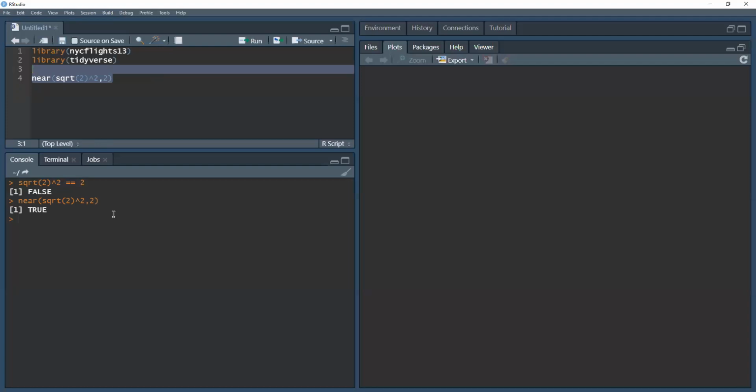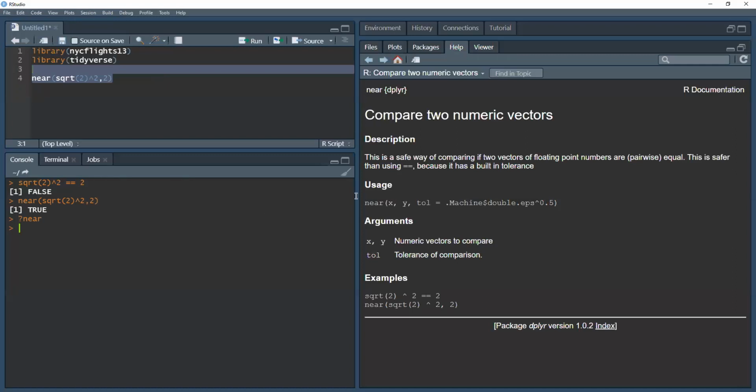Why is this working? If we look in the documentation for the near function, we see that the near function is a safe way for comparing if two vectors, or in our case, two elements of floating point numbers, are pairwise equal. This is safer than using the logical equal because it has a built-in tolerance. So what's happening over here is that we have a built-in tolerance, with a small amount of error being accounted for.